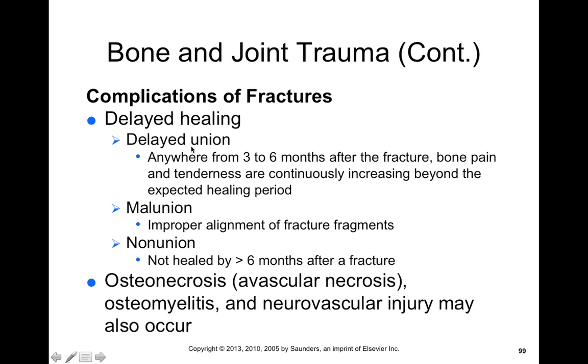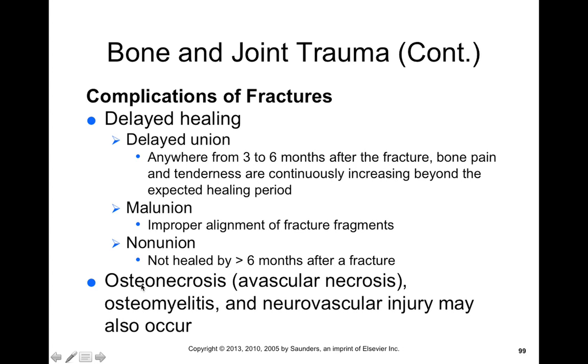Now, some complications of fractures include things like delayed healing, and the delayed healing could lead to delayed union, where it might take anywhere from 3 to 6 months after the fracture for the bones to come together. Malunion is basically where the bones heal together, but there's an improper alignment of the fracture fragments, so the bone is not how it used to look. And the non-union here is where the ends of the bones actually don't heal together at all. And this might be up to 6 months after fracture.